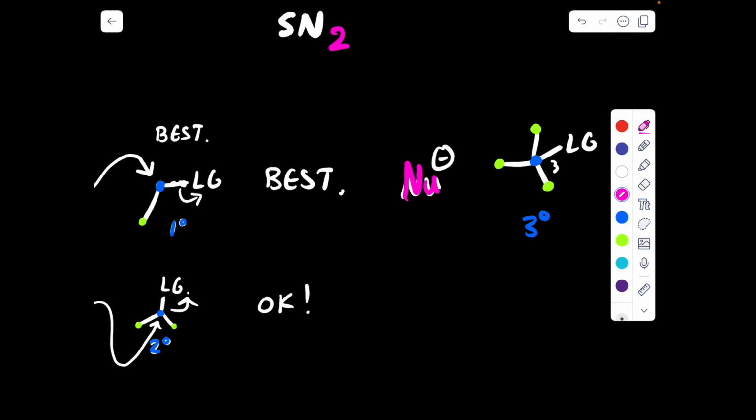So here, this usually will not proceed. I can't think of an example. I don't want to say never, ever, but I cannot think of an example where you would ever see this. This does not occur. This is bad. And this is due to steric hindrance.